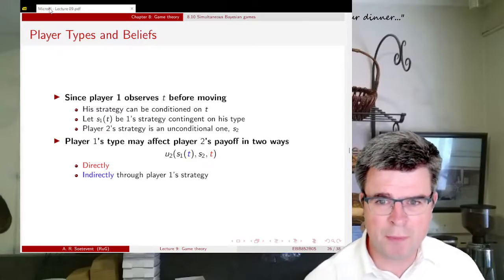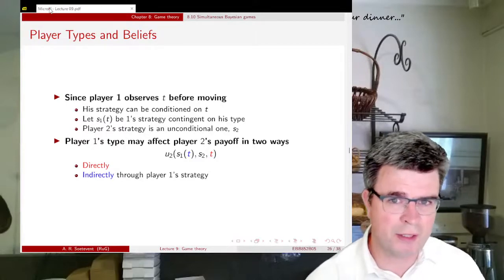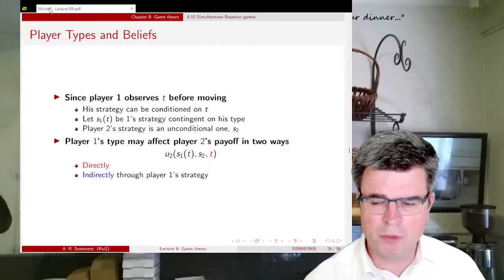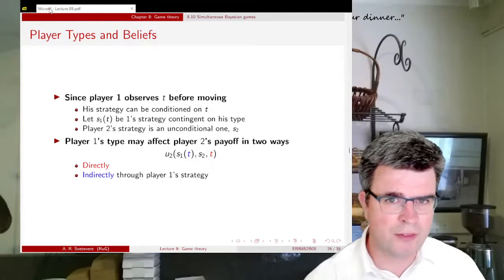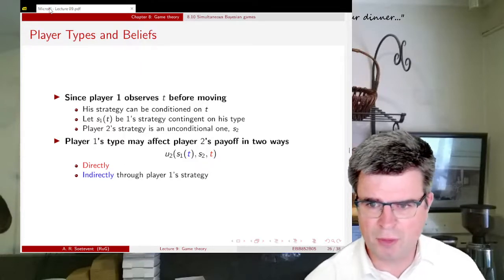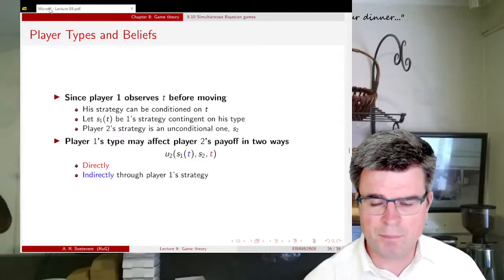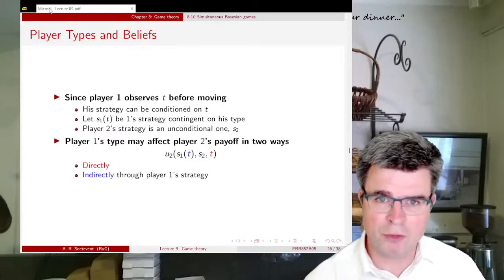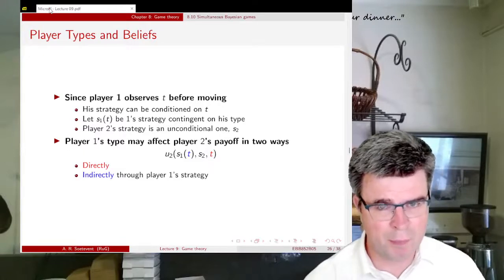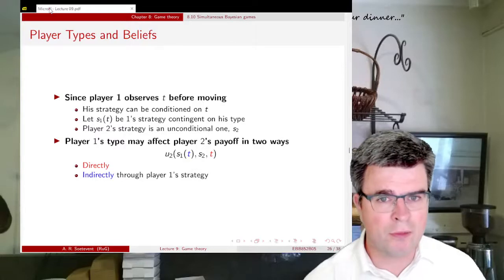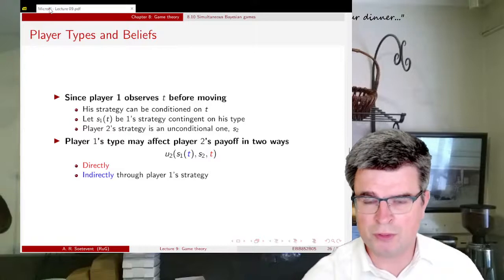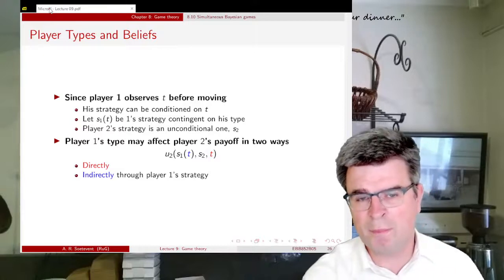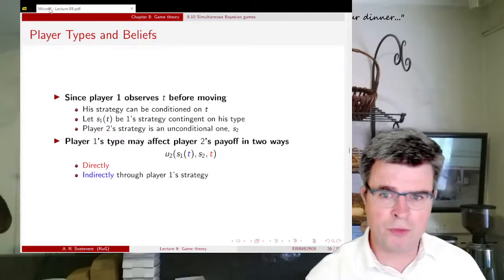Okay, but that aside, player 1 observes the type before he will move, so he can condition his strategy on his type. So we denote the strategy of player 1 as a function of his type, S1(t). And player 2's strategy is an unconditional strategy. And the type of player 1 may affect the payoff of player 2 in two ways. In a direct way, because he's of a certain type, and also in an indirect way, being that being of a certain type influences the strategy of player 1, and that in turn impacts the payoff to player 2.